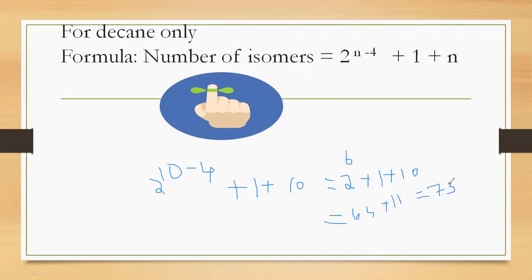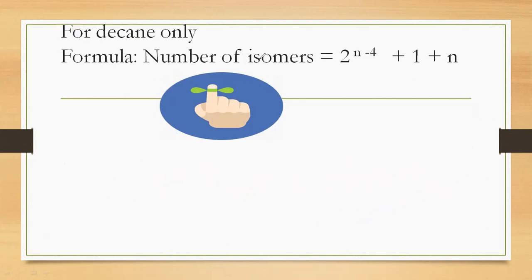So the total isomers for the decane is 75. And how much time do you need to write this one? If at all you're writing carbon-carbon bondings, you may have to solve only 2 or 3 questions in the chemistry. So if you have this formula, then you can quickly solve also. So remember the formulas properly.